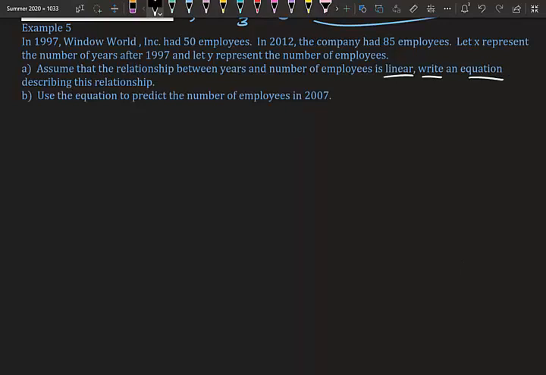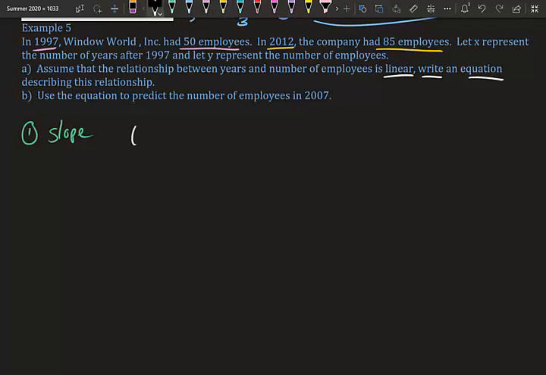That's all. So we're still going to do those steps. It doesn't matter if this looks different. Our first step is to still find the slope. We are not given the slope, so we absolutely need to find it. We're given two pieces of information: 1997, 50 employees, and then 2012, 85 employees.